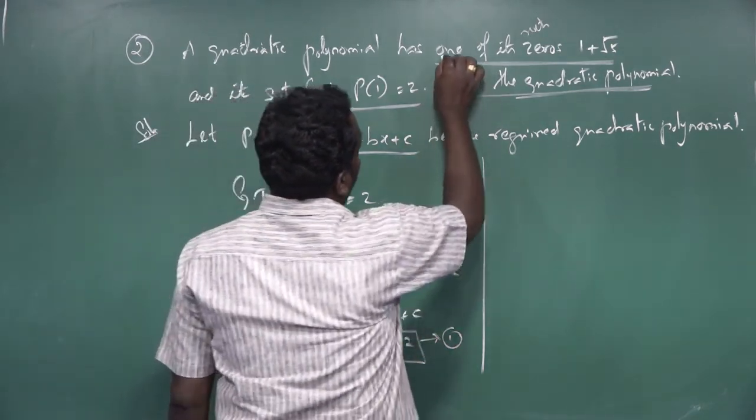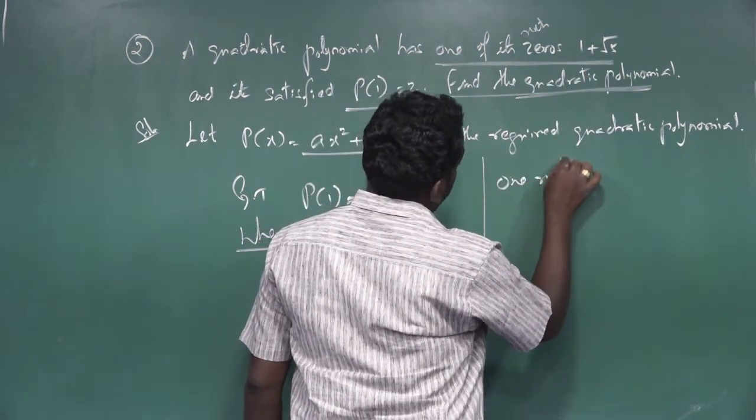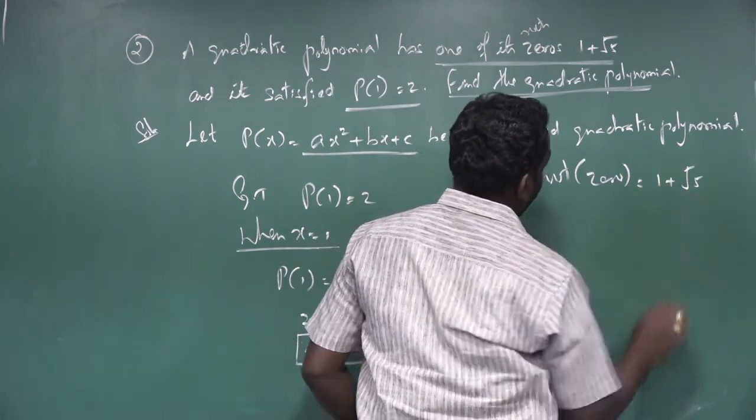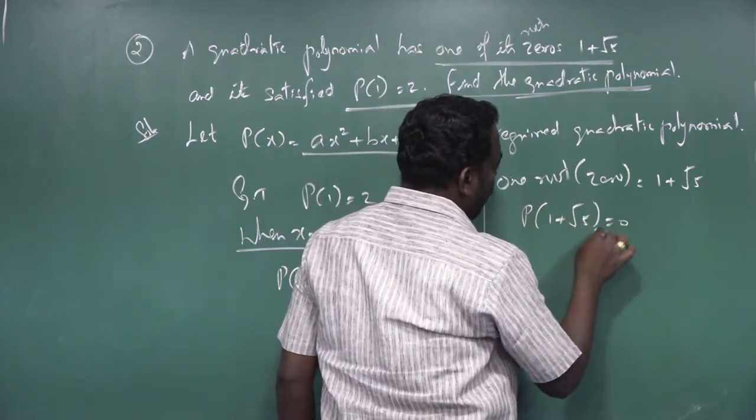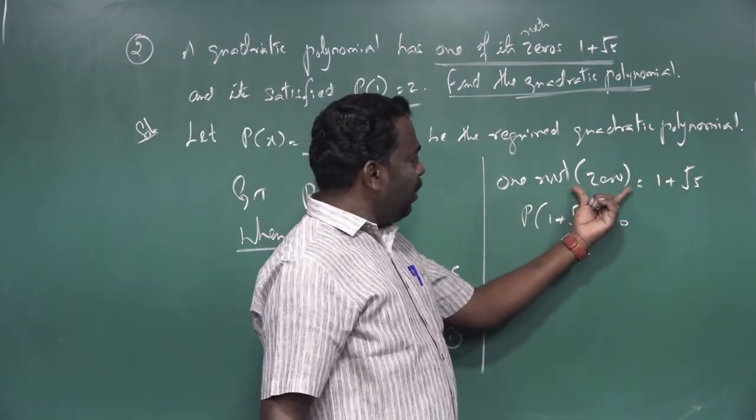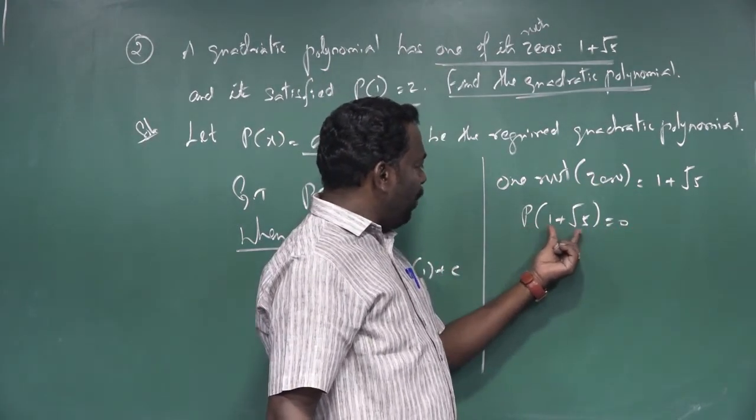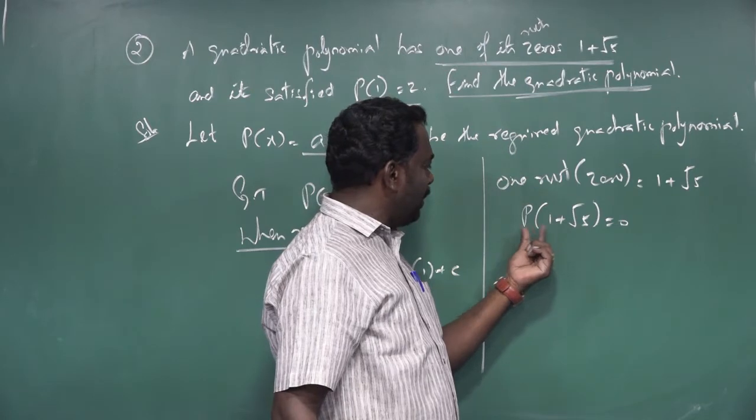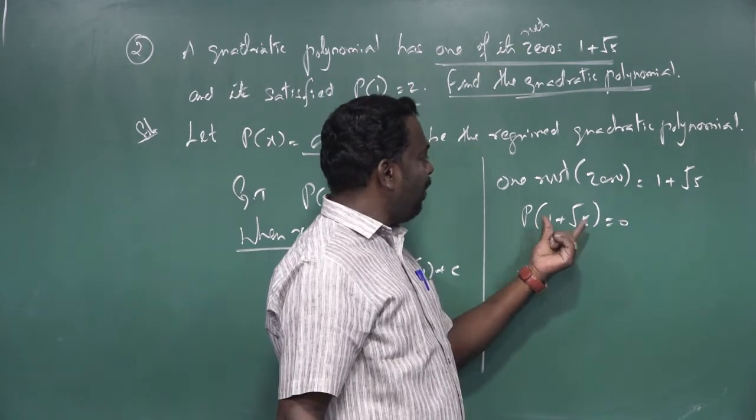Come to the next: one of its zeros is given as 1 plus root 5. Therefore P of 1 plus root 5 is obtained as 0 by applying the factor theorem. If it is one of the zeros of the polynomial, the function value obtained is 0. When x equals 1 plus root 5, the function value is 0. Then only can we say 1 plus root 5 is one of the roots or zeros of the polynomial.